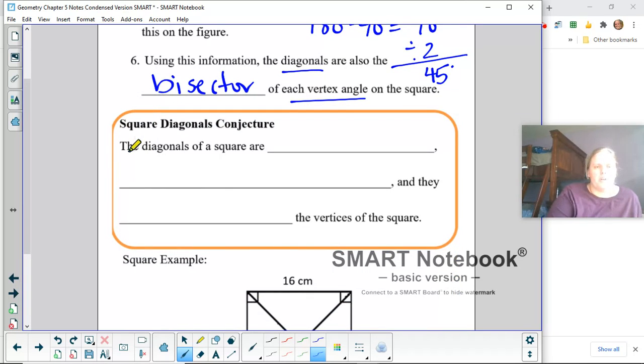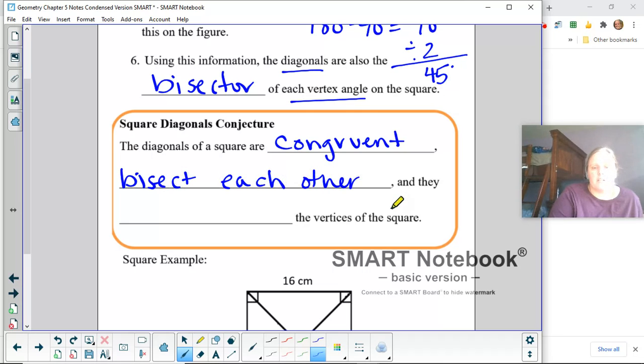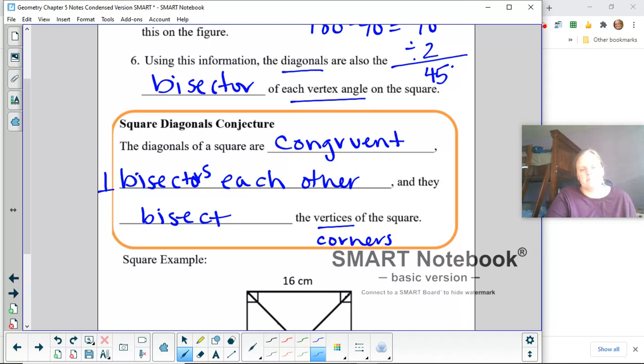All right, here we go. Official conjecture. The diagonals of a square are congruent, bisect each other, and I guess I should say perpendicular bisectors of each other, and they bisect the corners on the square.